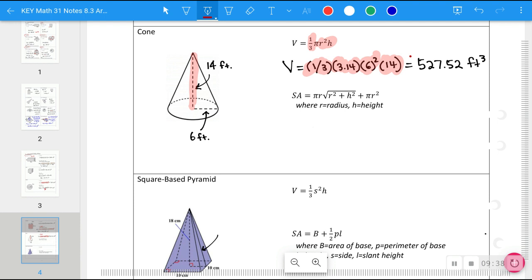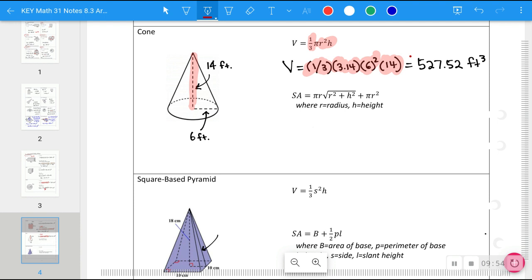Cubic foot is fairly easy to visualize. If you're an American, you have an idea of what a foot looks like. Just picture a block that's 1 foot wide, 1 foot long, and 1 foot high. And maybe a small trash can would be about that volume.